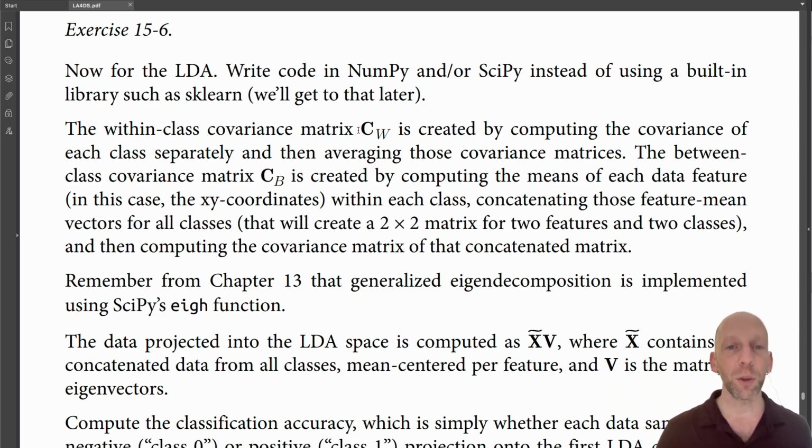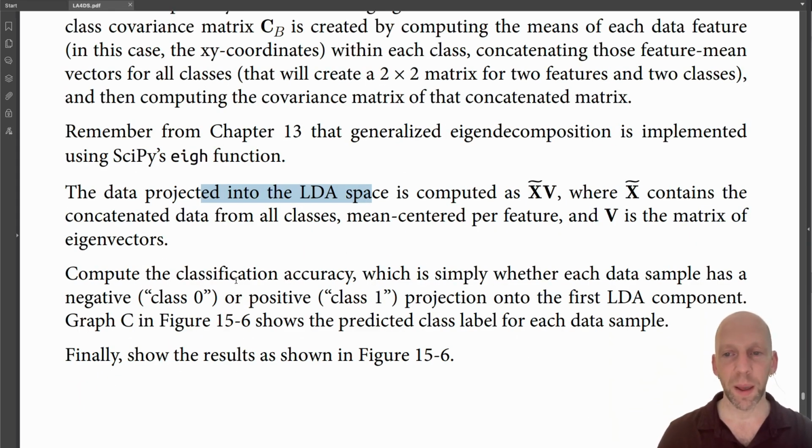But basically, we get these two covariance matrices, within class and between class. And then with these two covariance matrices, we perform a generalized eigendecomposition. From this generalized eigendecomposition, we get the generalized eigenvalues and the eigenvectors. And then we want to project the data, from data space into the LDA space, also called the GED, generalized eigendecomposition, space, because the classification works by determining whether each data sample has a negative or positive projection onto the first component.